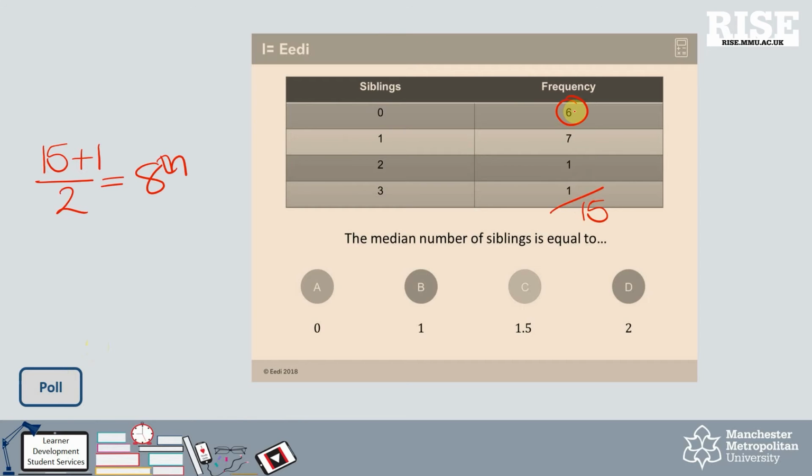The first 6 people are here, but that's not enough. If I ask the next 7, I'm up to the 13th person. So the 8th person is definitely in this category. They had 1 sibling. So therefore the median number of siblings is 1.